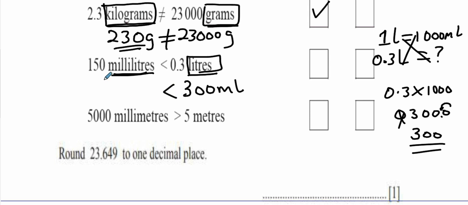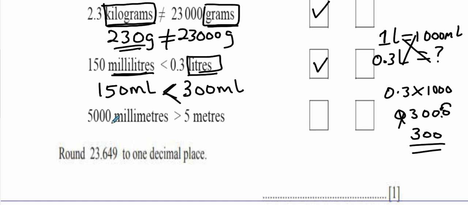Is that less than 150 milliliters? Let us see. 150 milliliters. Is it less than 300 milliliters? The answer is 150 is less than 300 milliliters. Okay, so this is true.